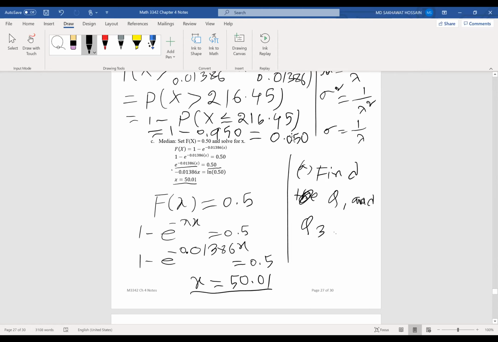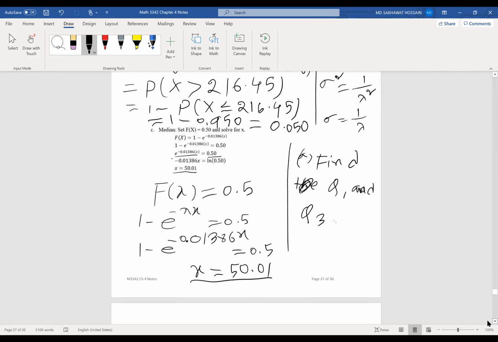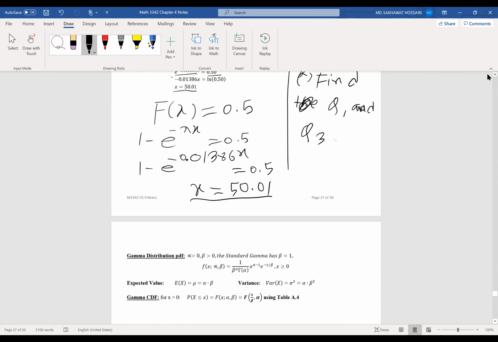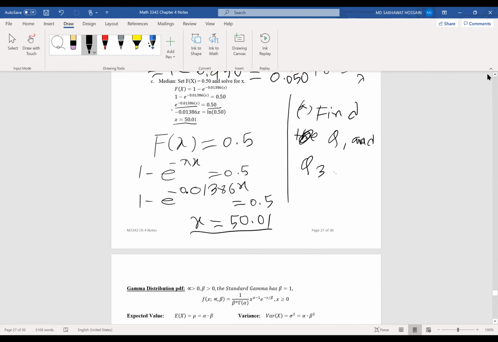Do you have any questions? Okay, so this is part of your quiz. Find Q1 and Q3.